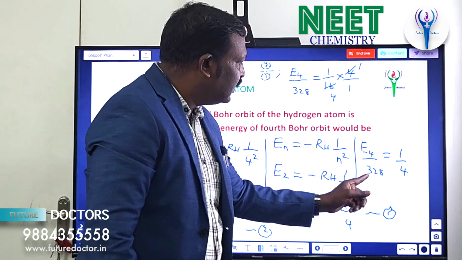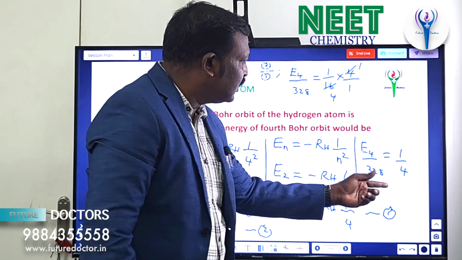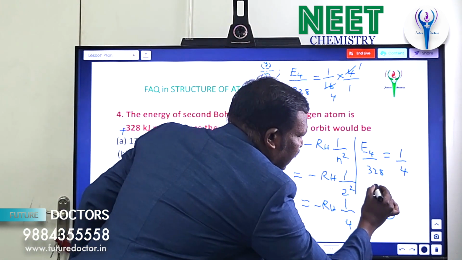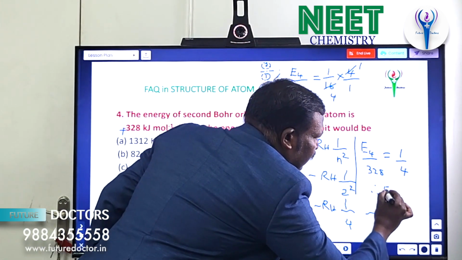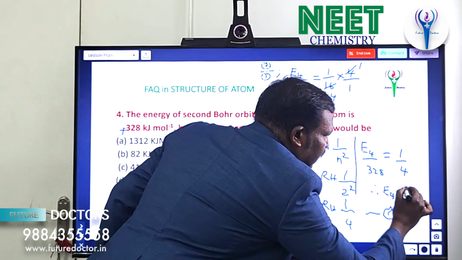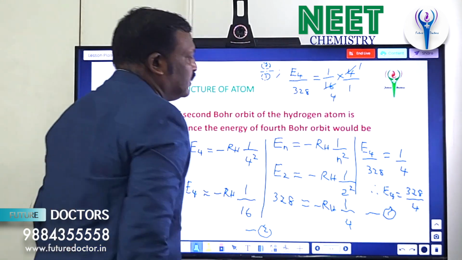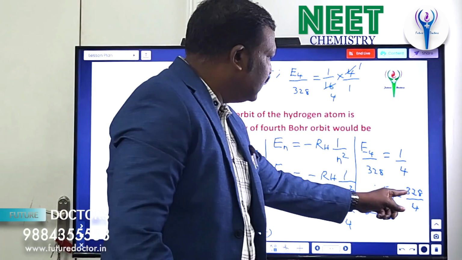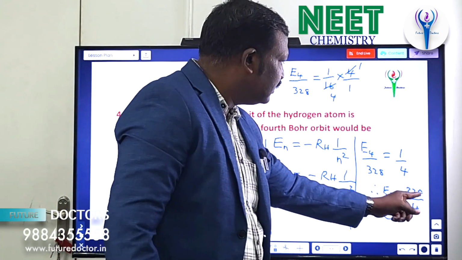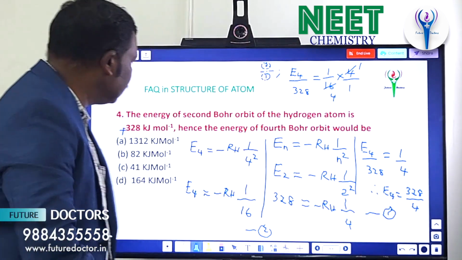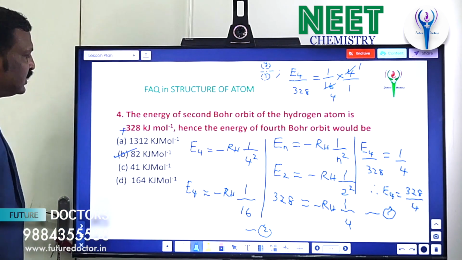E4 into 4 into 328 into 1. So actually E4 is equal to 328 by 4. Okay, simply I am writing here. Therefore, E4 is equal to 328 by 4. So if you simplify, we can get the answer. You know that here, what? 82. See, 328 divided by 4, the answer is what? 82. So B is the correct option.